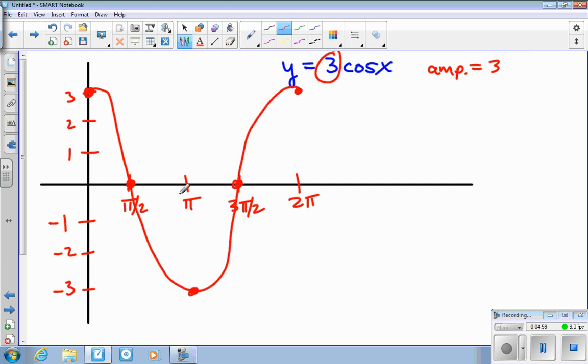So here you can see the distance from the x-axis to these peaks, that distance is 3, which is what the amplitude represents. That distance right there is also 3. You do not have to draw this part, I'm just showing you what the amplitude represents.